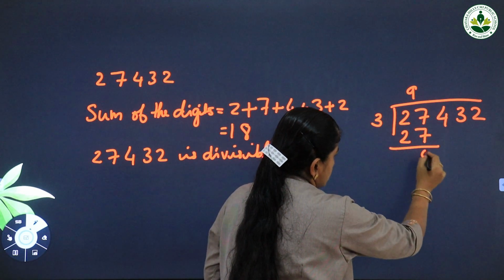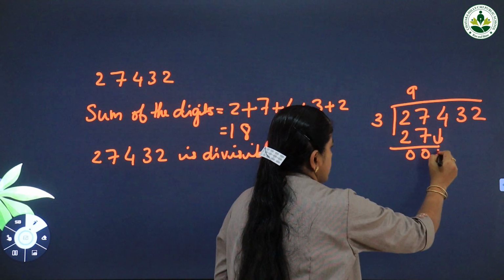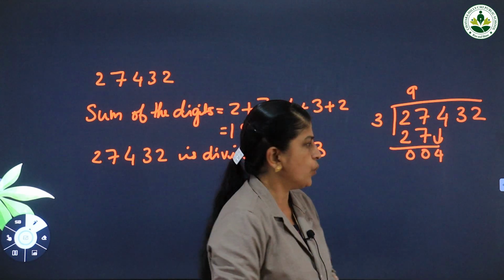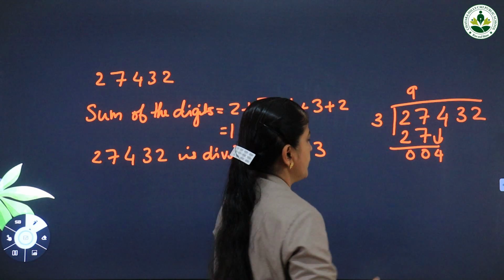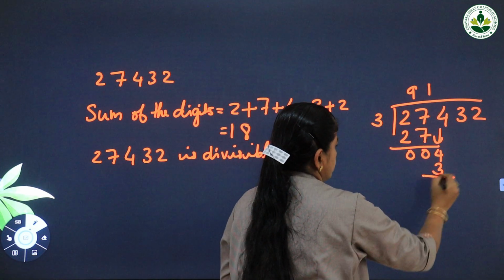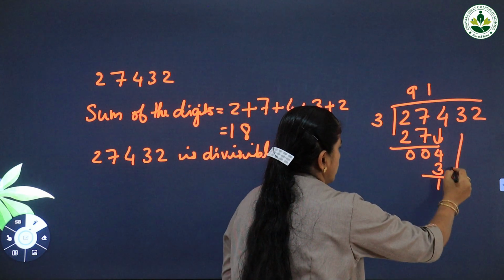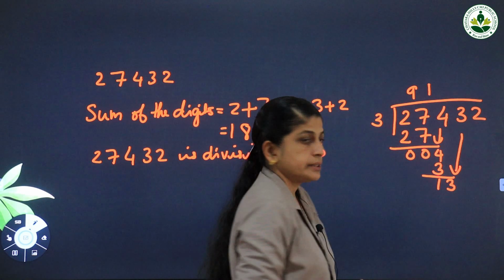Then the next step is subtract. After subtraction, bring down the next digit 4. In 4, how many 3's are there? In 4, 3 1's are 3. Then again subtract, 1 will be there. Then bring down 3. Then 13.